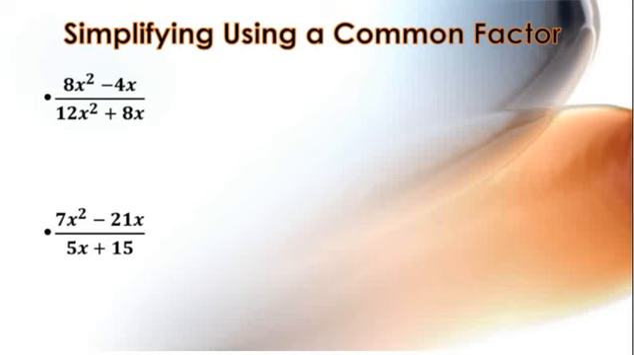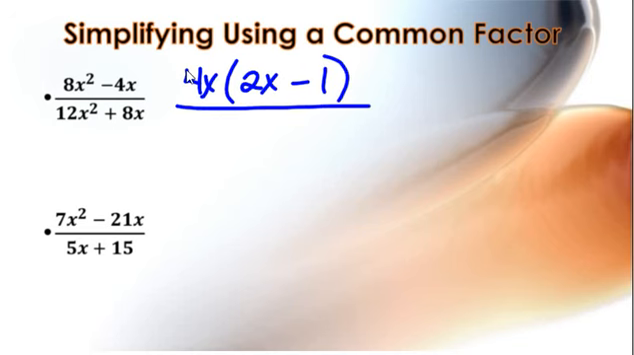A couple other examples here. 8x squared minus 4x. Greatest common factor is 4x. 8x squared divided by 4x is just 2x. Minus 4x divided by 4x is just 1. Denominator, I can divide a 4x out of both of those. 12x squared divided by 4x is a 3x. 8x divided by 4x is 2.